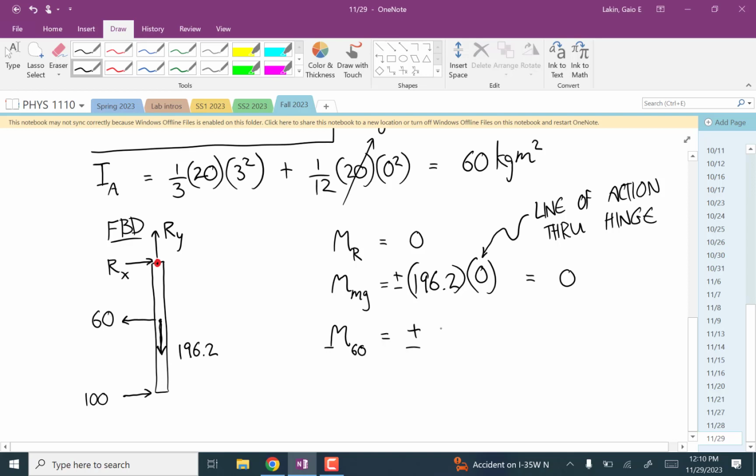That's plus or minus 60 times, what's the distance from the hinge to that 60 Newton force? 1.5. And if you ignore all the other forces, would that 60 make it rotate clockwise or counterclockwise? Clockwise, and so we want the negative, and so this is negative 90 Newton meters.